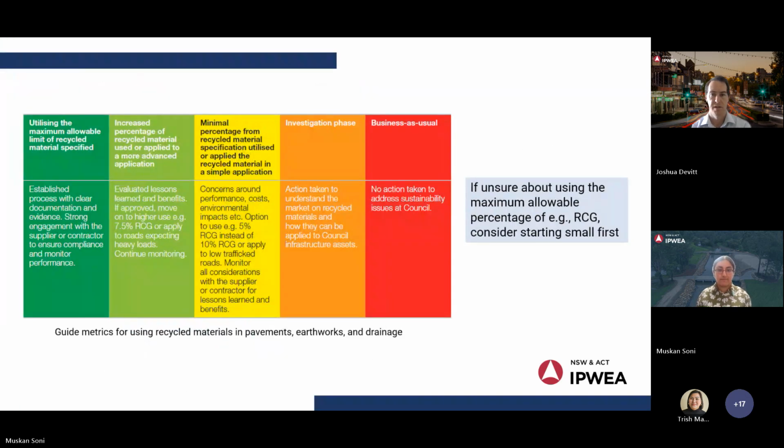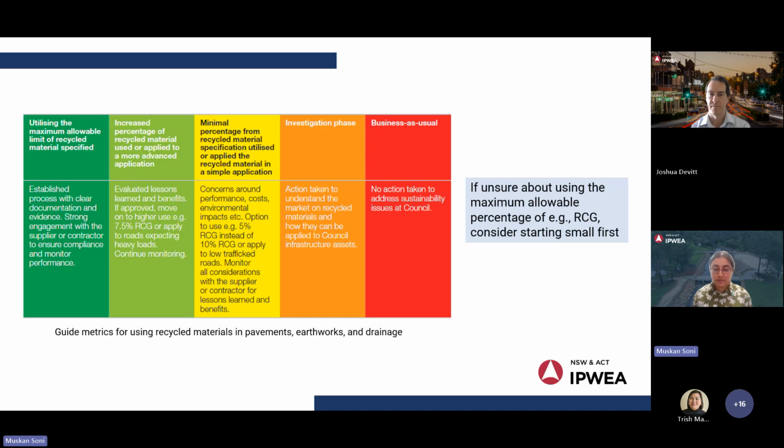Muskan, I might let you speak to this one if you like. Sure. So with this, it's a guide of metrics that we've adapted from how SSROC have done theirs for evaluating the use of recycled materials, but it's been changed into a format to look at a staged approach. For example, if there's a little bit of uncertainty about using the maximum allowable limit of, for example, recycled crushed glass, which may be at 10%.